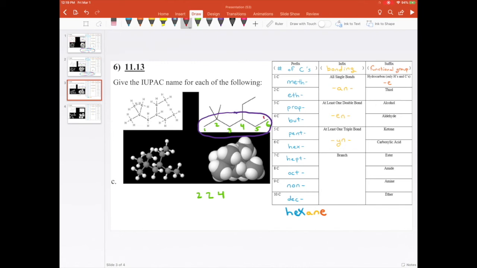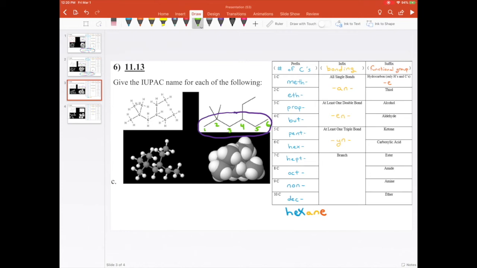If I number it right to left, I would have 1 branch on carbon 3 and 2 branches on carbon 5. 2, 2, and 4 are lower than 3, 5, and 5, so I'm going to number it in the green way. You number the backbone to give the branches the lower number.